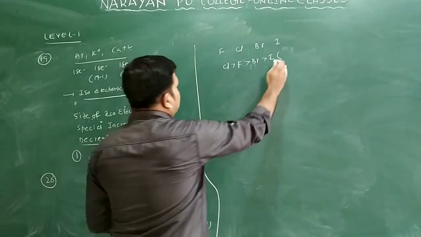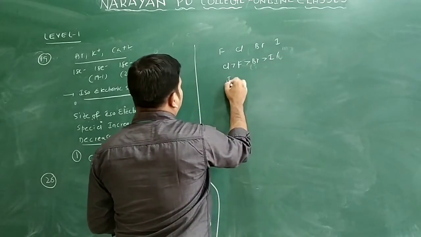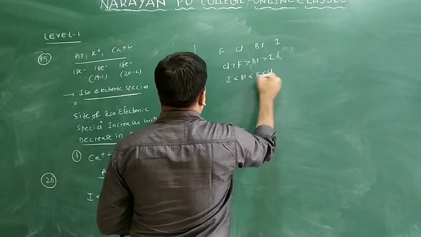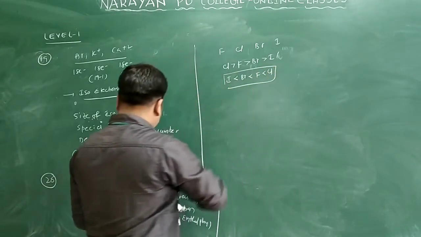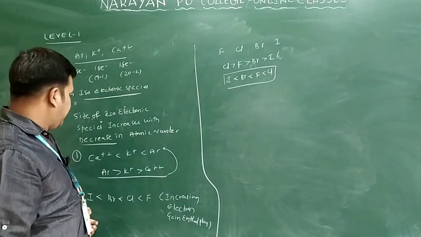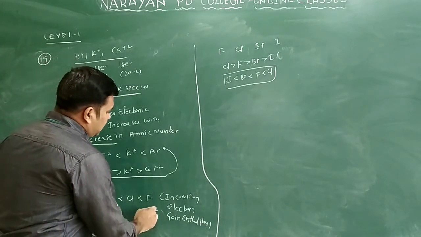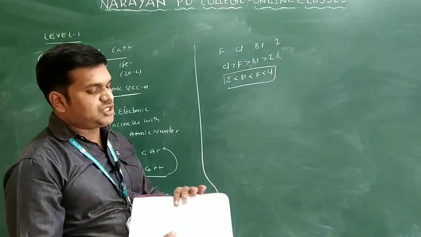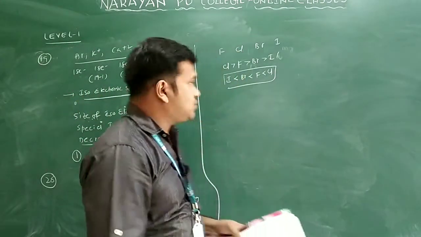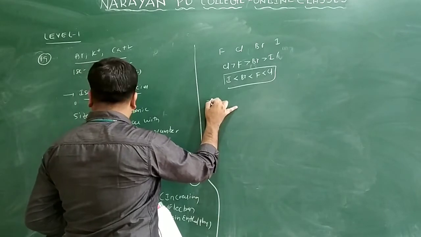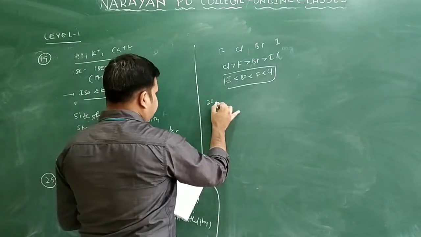So from this what order will we write? This is the decreasing order. The increasing order will be iodine less than bromine less than fluorine less than chlorine. This is the correct order. But what order is given? Iodine less than bromine less than chlorine is given. So this is not a correct order only. So what is your answer? Your answer is option 1 only. So you will take option 1 as the right answer for this question number 20.